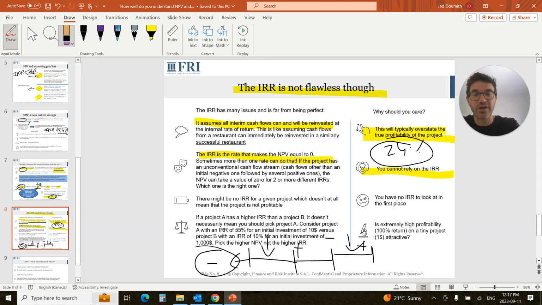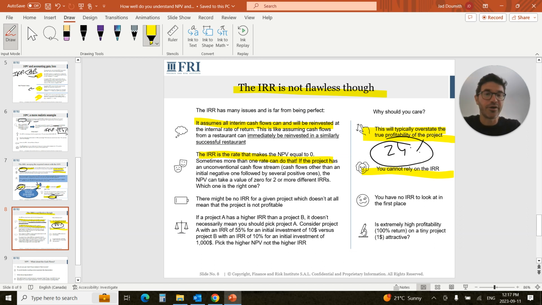Which one is the correct one? You cannot really rely on the IRR. And that's an issue, that's a drawback for IRRs.